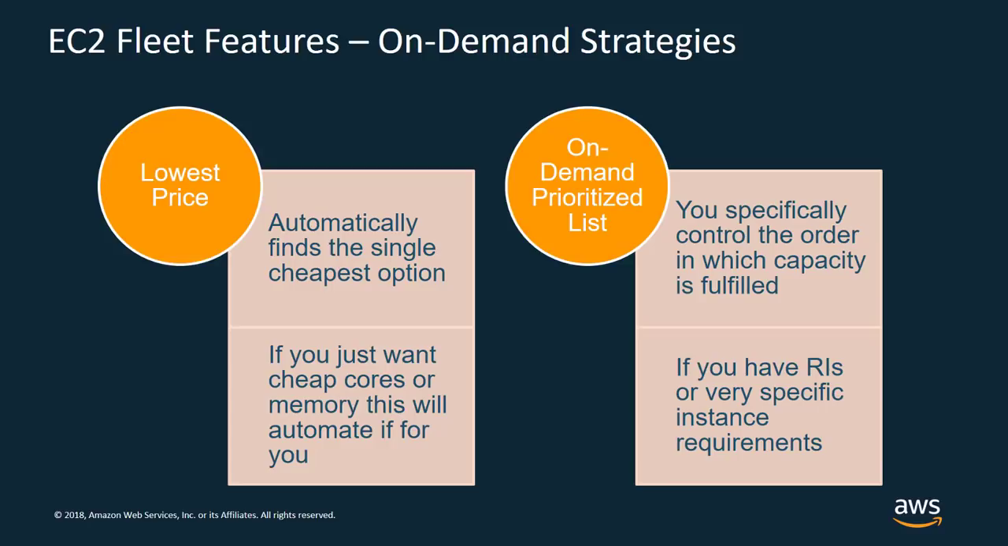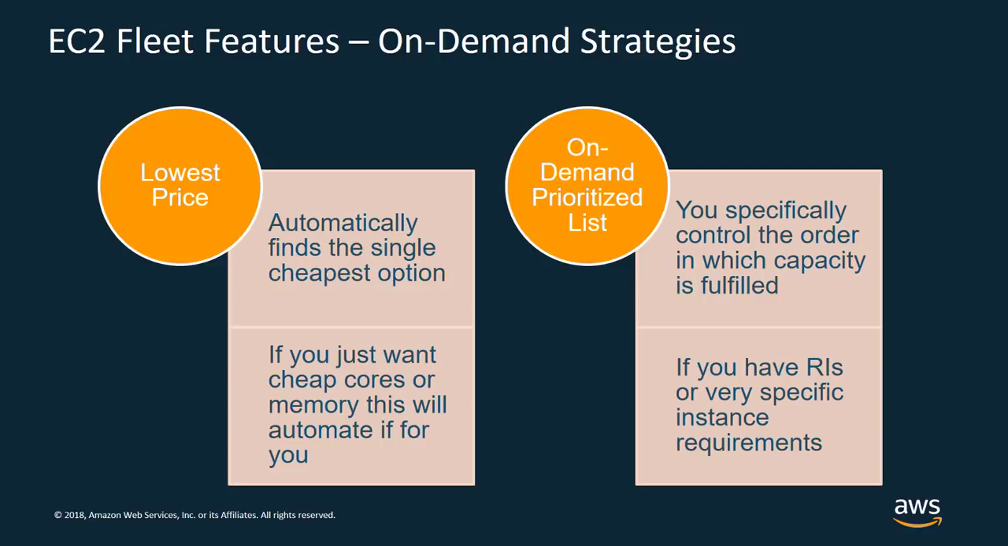For on-demand, the strategies are a little bit different because unlike Spot, where we're actually trying to deploy across multiple capacity pools to minimize the impact of an interruption, obviously for on-demand instances, you don't get interrupted. Once you have it, it's yours until you turn it back off again. So for on-demand, we offer lowest price and the on-demand prioritized list. Lowest price just finds the single cheapest option that you've defined and deploys capacity there. Lowest price is really useful for customers that don't care at all about the instance they launch. They just want to get the cheapest instances or cheapest cores and don't care about the order in which we do it so long as we start with the cheapest.